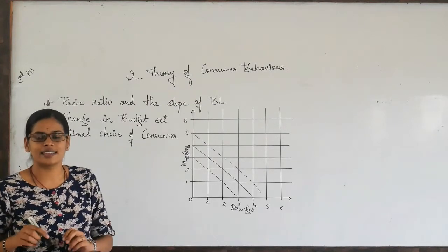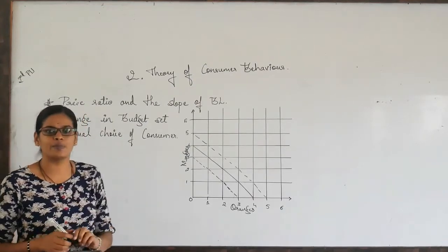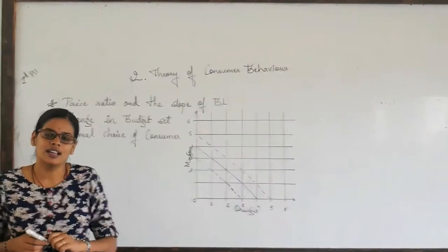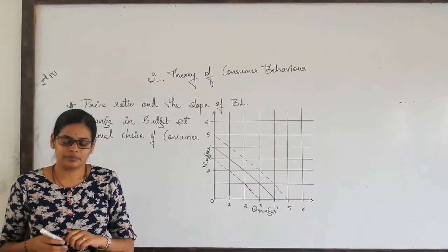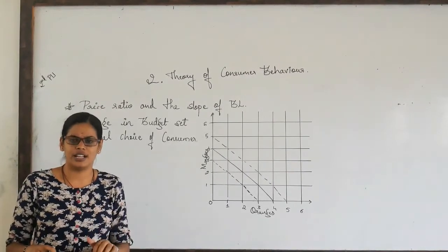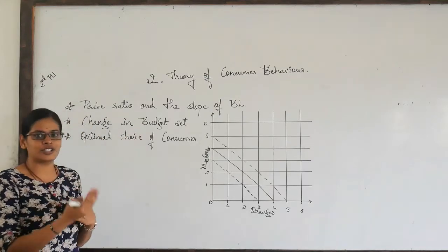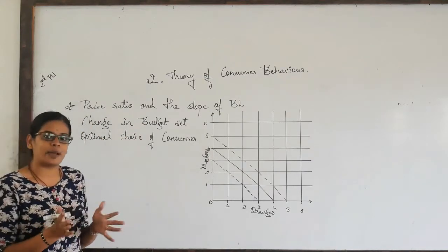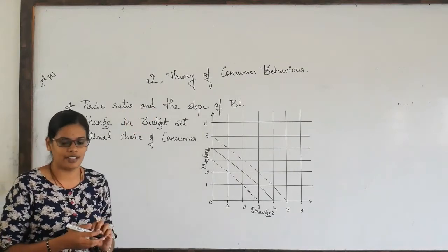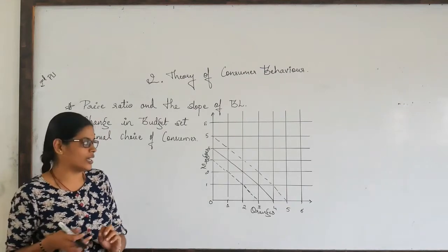Today we will be discussing the new topic, price ratio and the slope of the budget line. In the last class we had discussed the ordinal utility analysis, wherein we have seen the indifference curve and the features of the indifference curve. This is the continuation of the same chapter, which is the theory of consumer behavior.